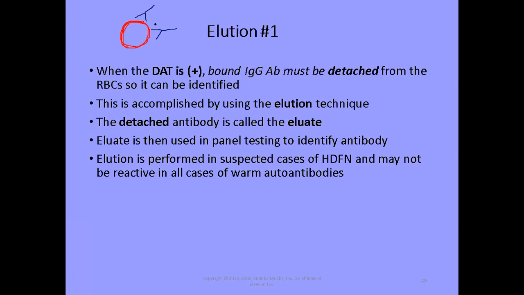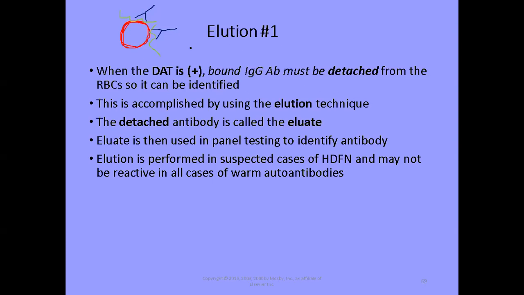We want to detach. We want to break off these antibodies to find out what their identity is, okay? Once they're attached to the red cell, we won't be able to do a panel and find that out. We need to physically remove these antibodies from the red cell, and then we can test them in a panel, okay? And so the technique we use to do this is called elution.